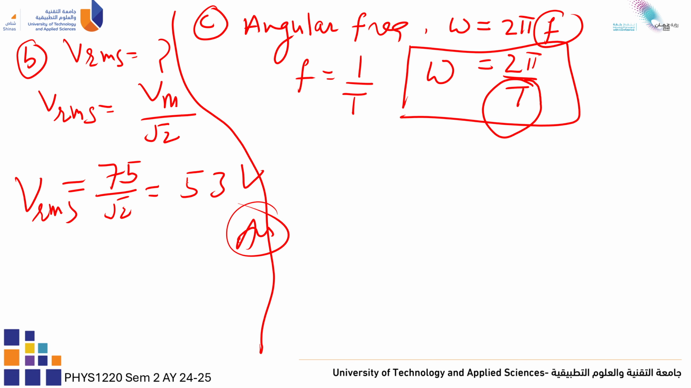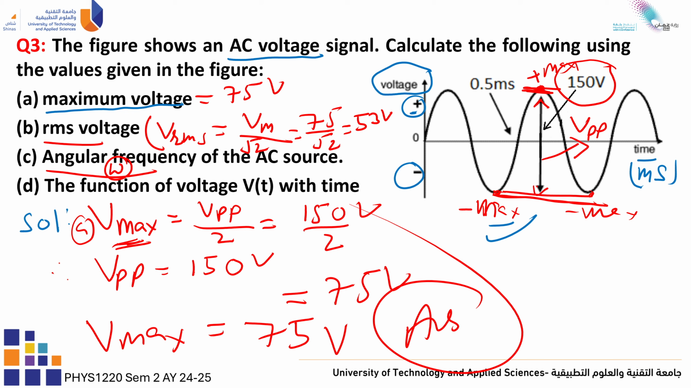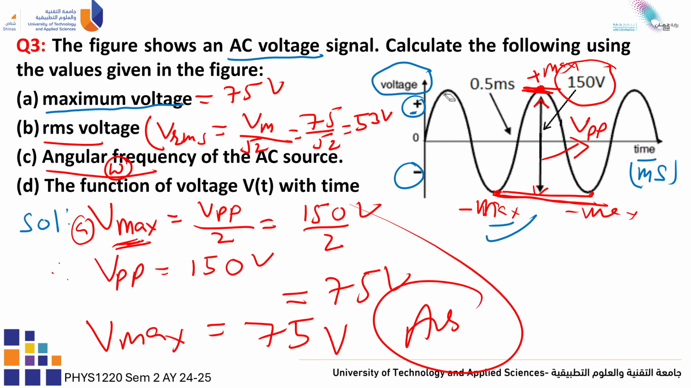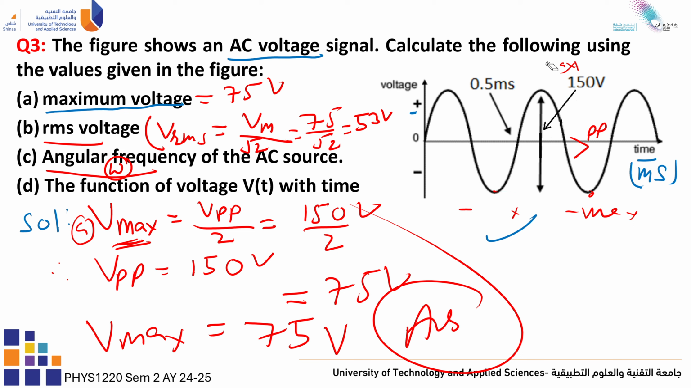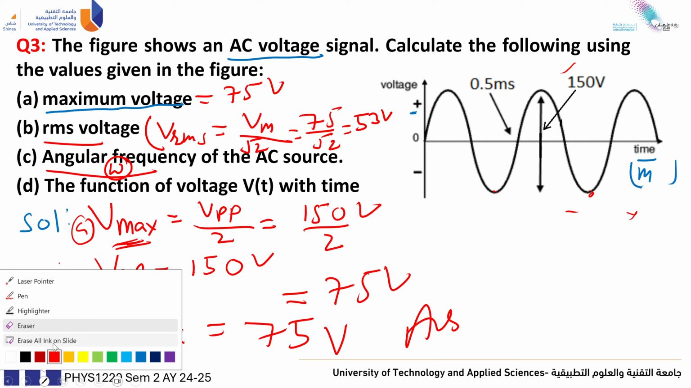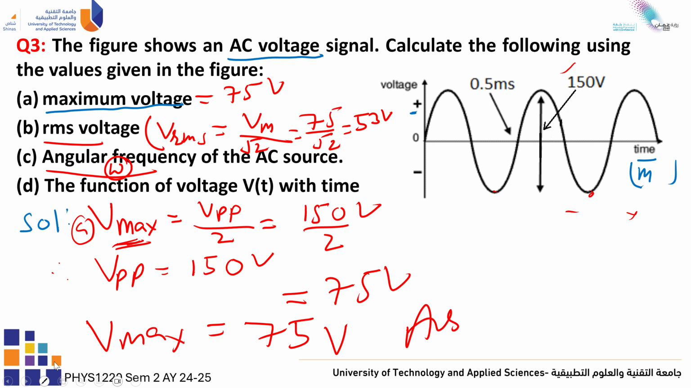Okay, so I have to go back to the diagram of the signal, and I will erase something from the diagram so this will be more clear. Now we have to see what information is given here regarding the time period. Some information is given here.